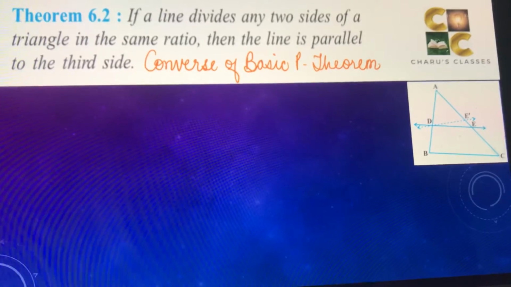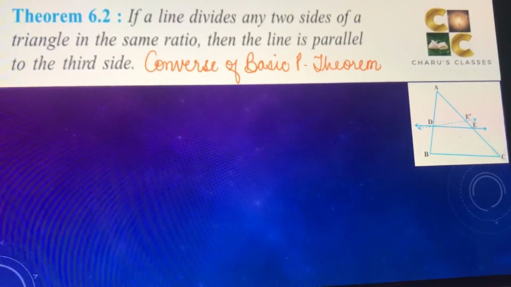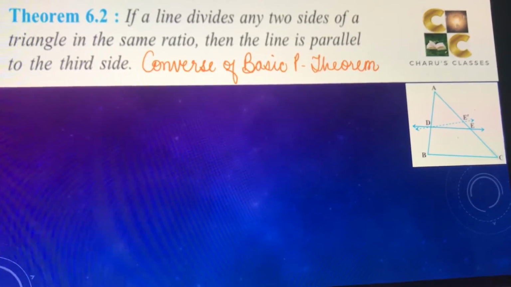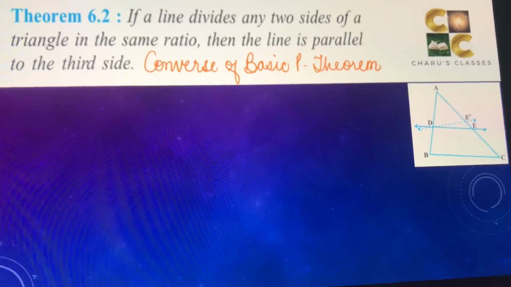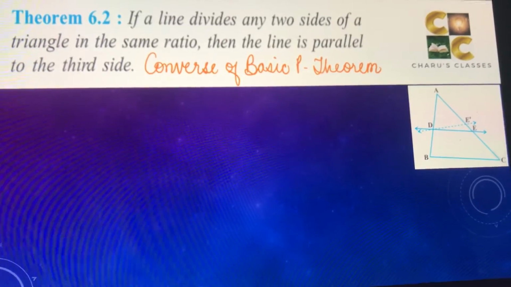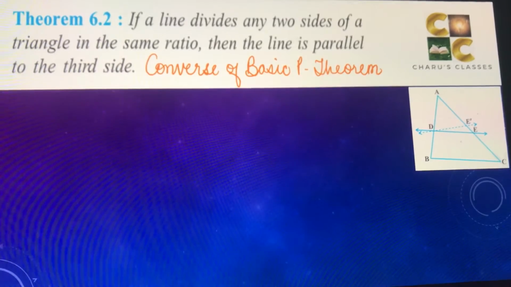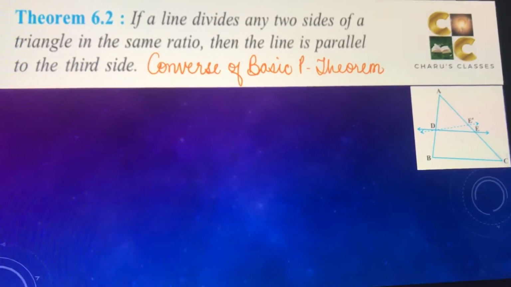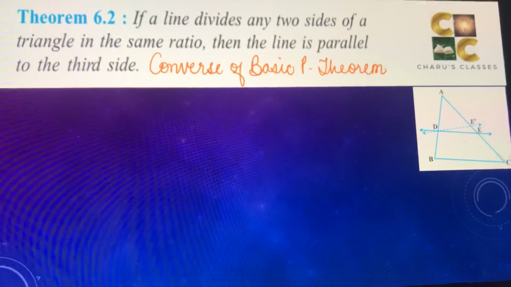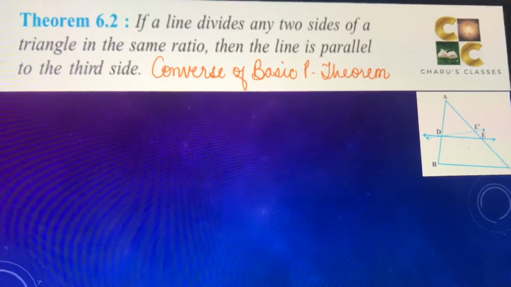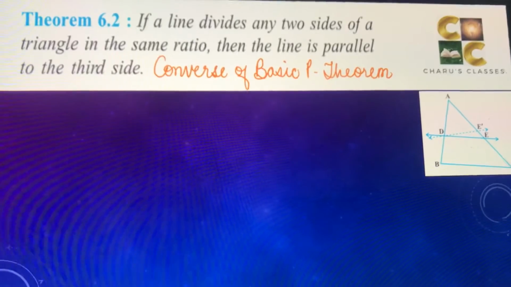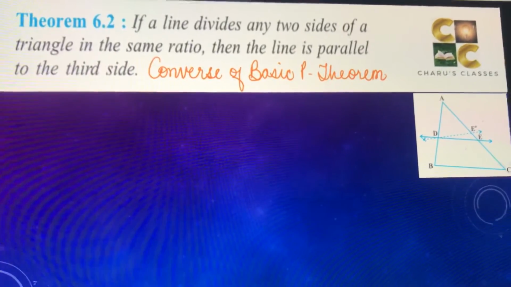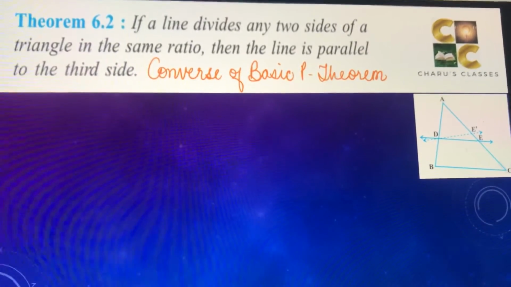BPT कहता है कि if there is a line which is parallel to one side of a triangle, then it will divide the other two sides in the same ratio. And theorem 6.2, या फिर उसका converse, it says कि अगर a line cuts the two sides in the same ratio, then it is parallel to the third side. तो ये parallel है, यही हमें इसे prove करना है.